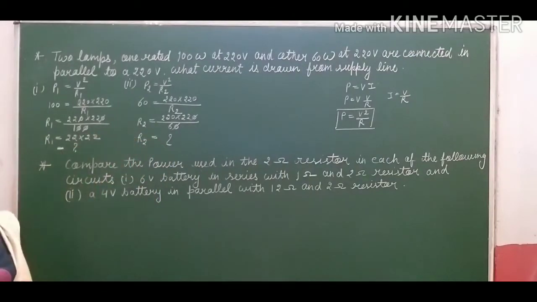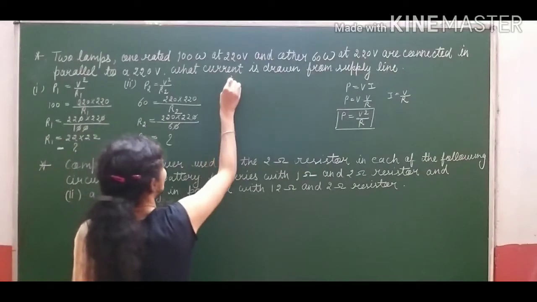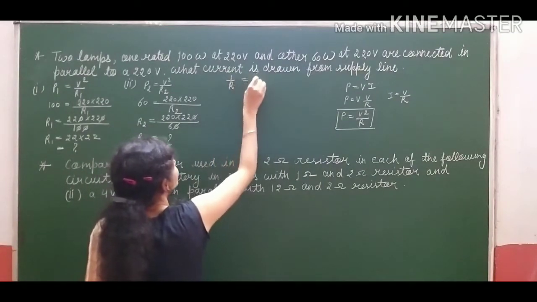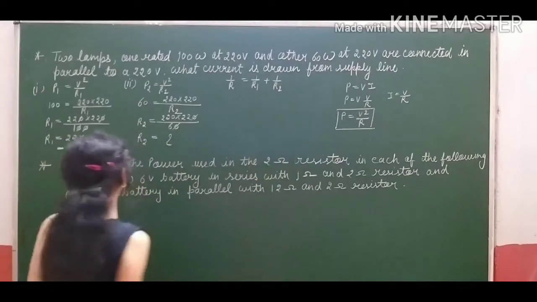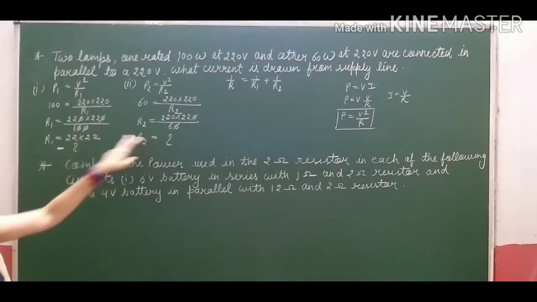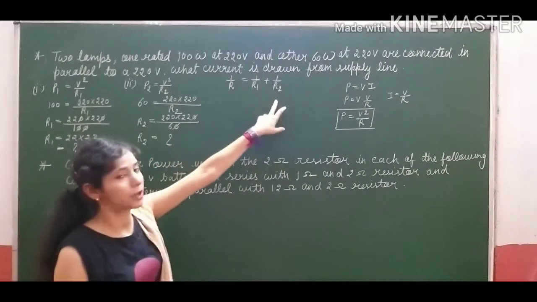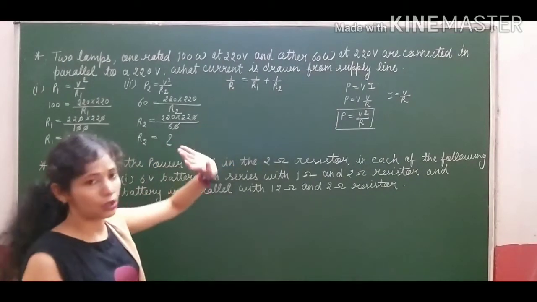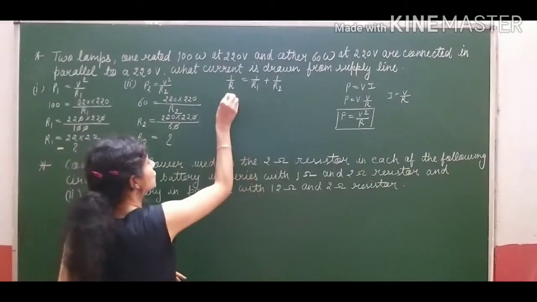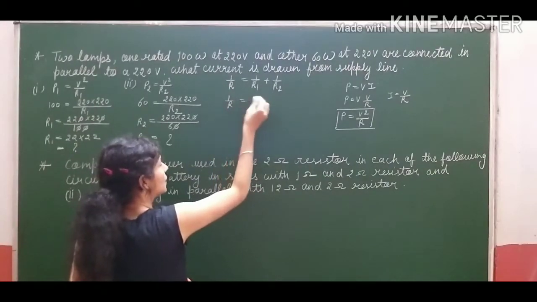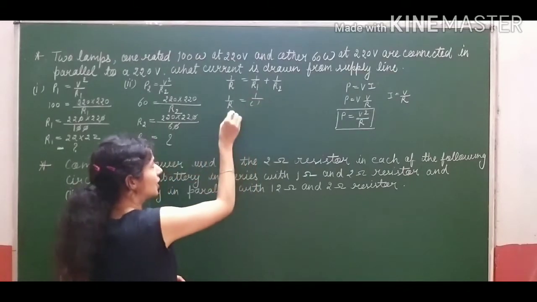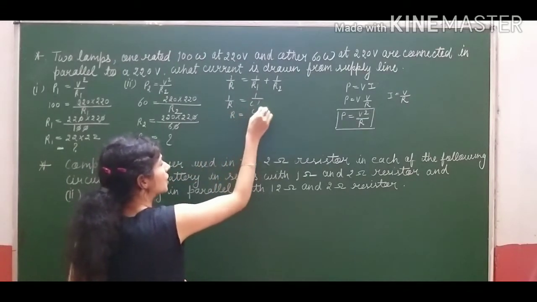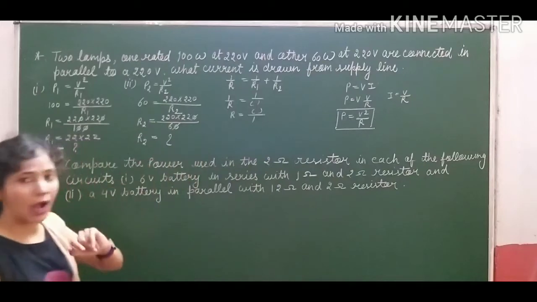Whatever the value you get, you have to connect in parallel combination. So 1 over R is equal to 1 upon R1 plus 1 upon R2. These two values you have to keep in place of R1 and R2, and you have to find out R. When you get 1 over R, suppose 1 upon whatever term you get, now you have to invert it, and the value of R you will get.